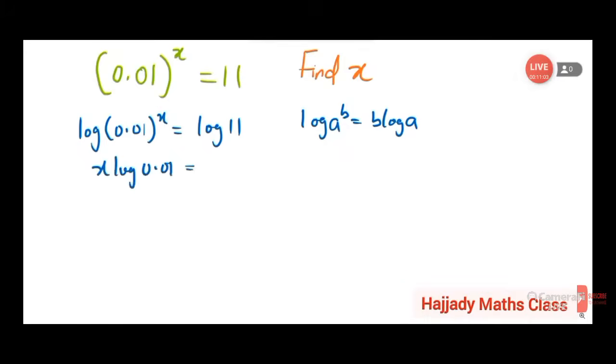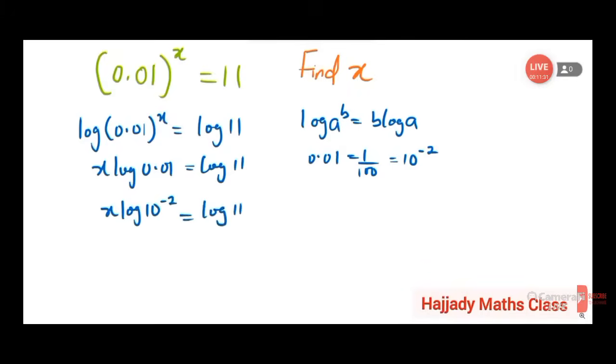0.01 equals log 11. In addition to this, we also know that 0.01 is the same thing as saying 1 over 100, which is the same thing as saying 10 raised to power negative 2. So using the same thing here, we are going to change 0.01 to 10 raised to power negative 2. So we have x log 10 raised to power negative 2 equals log 11. Applying the first law here, which is log a raised to power b, the same thing will be used here. So here we have negative 2x log 10 equals log 11.